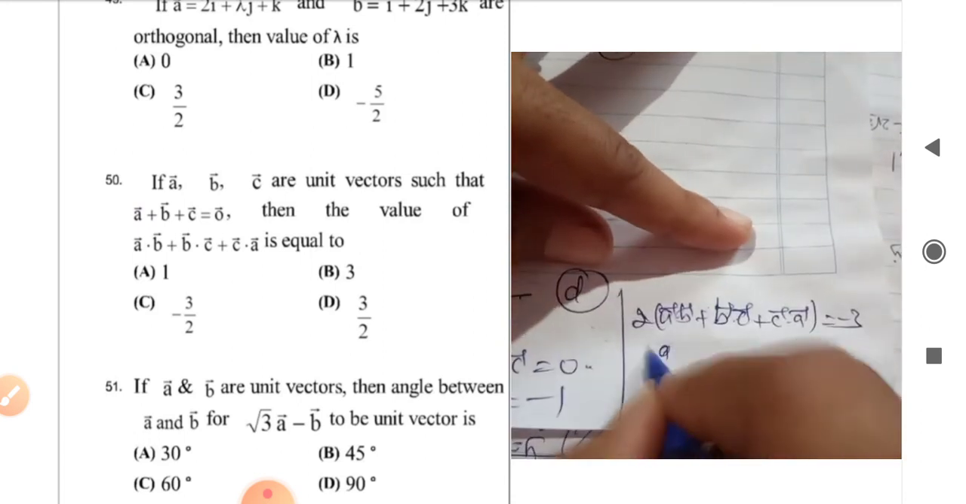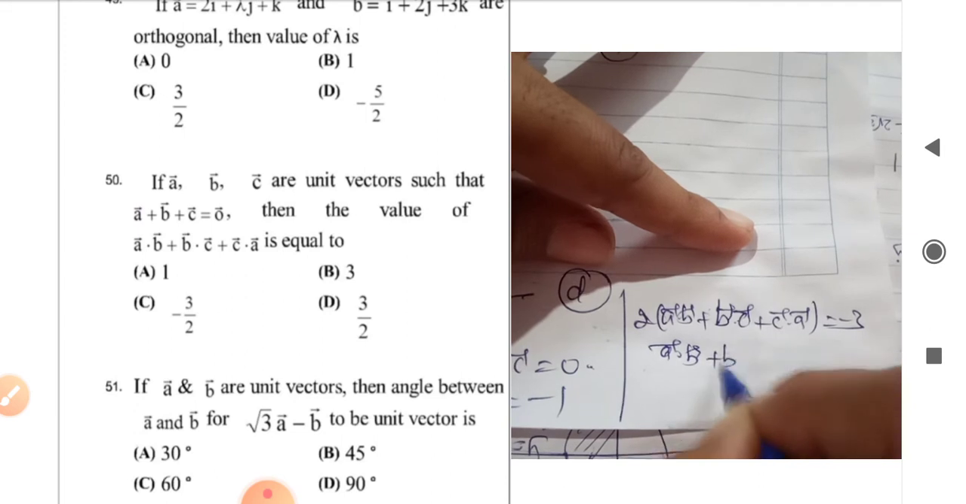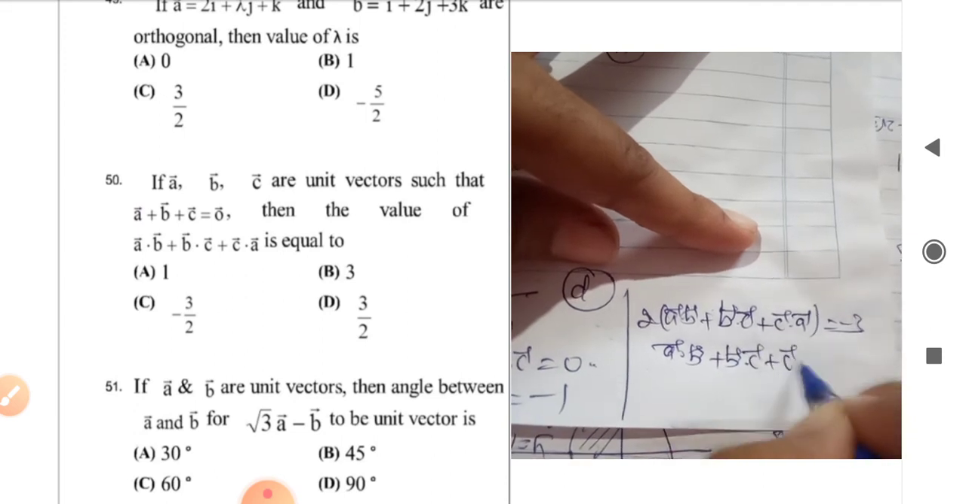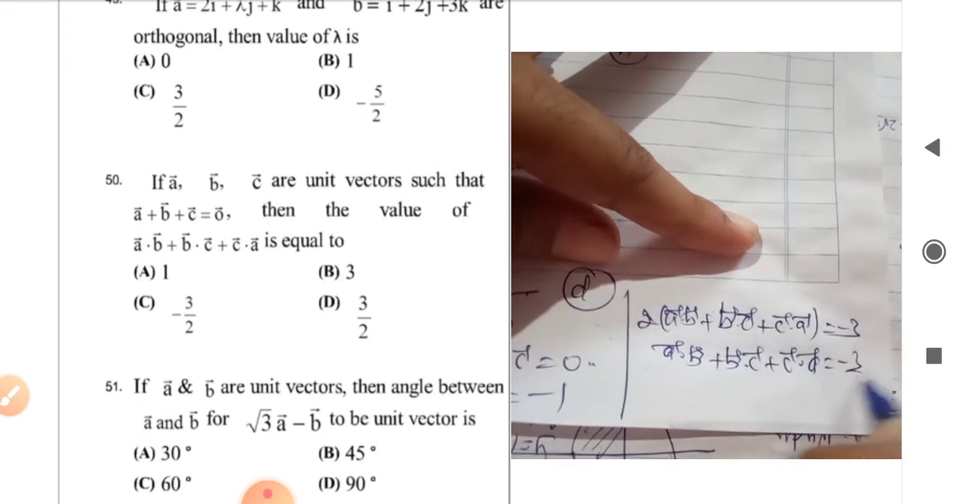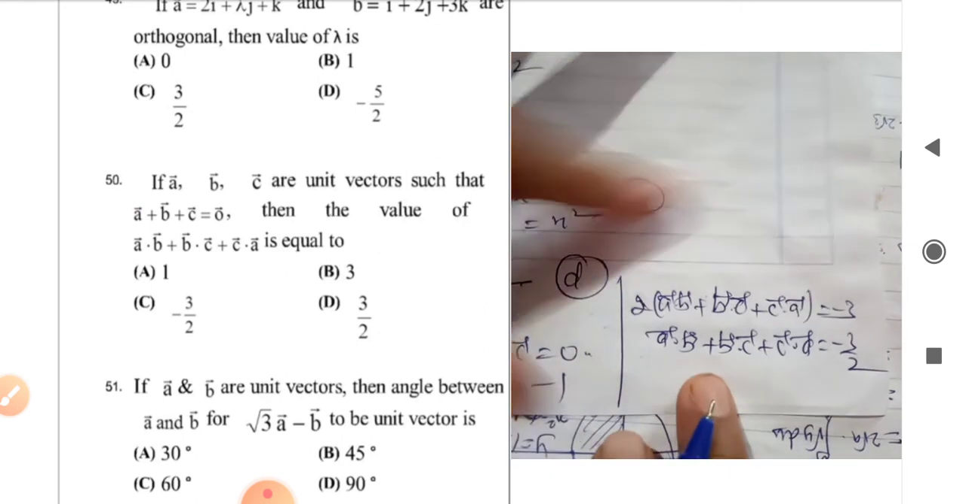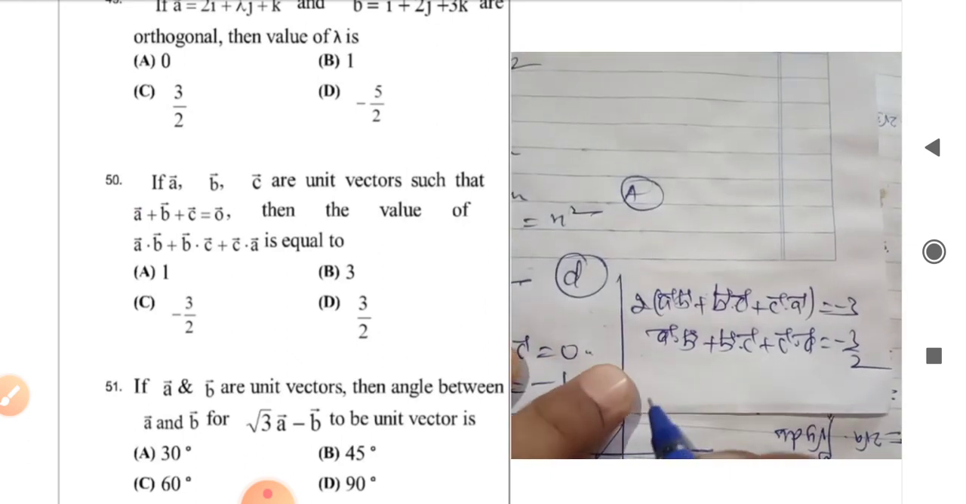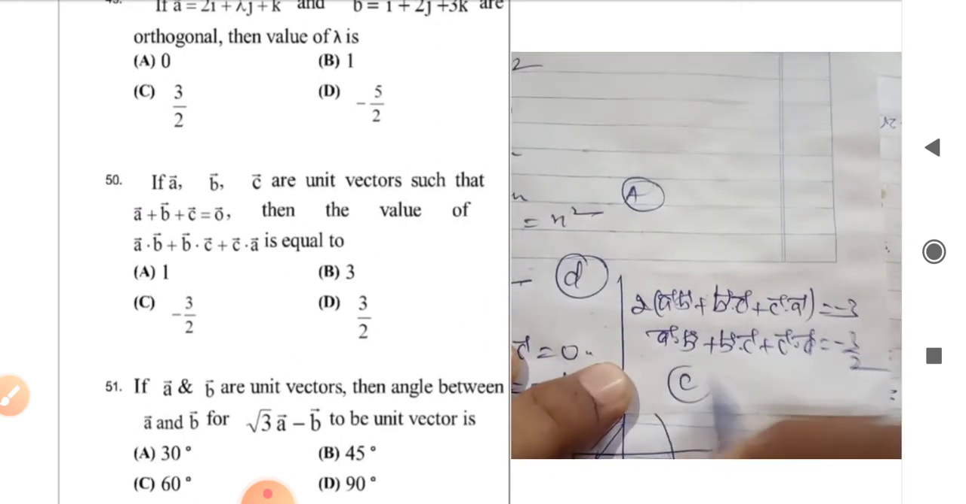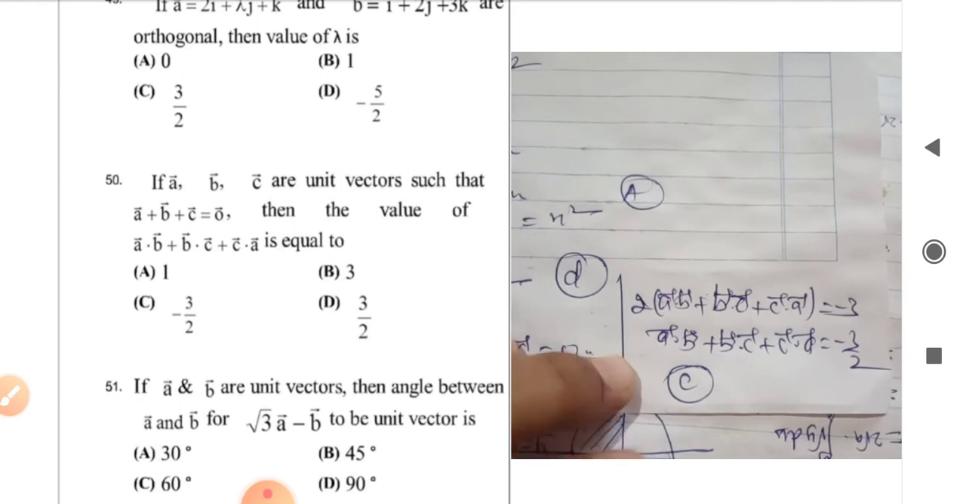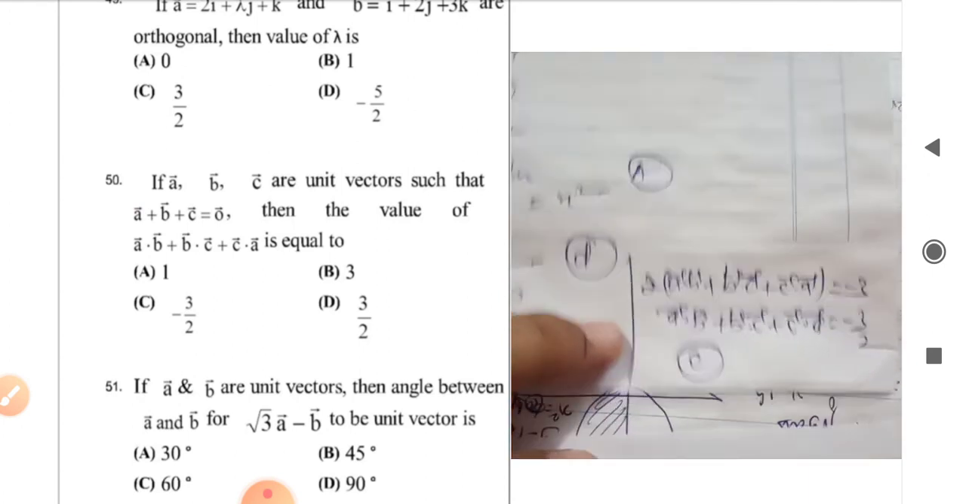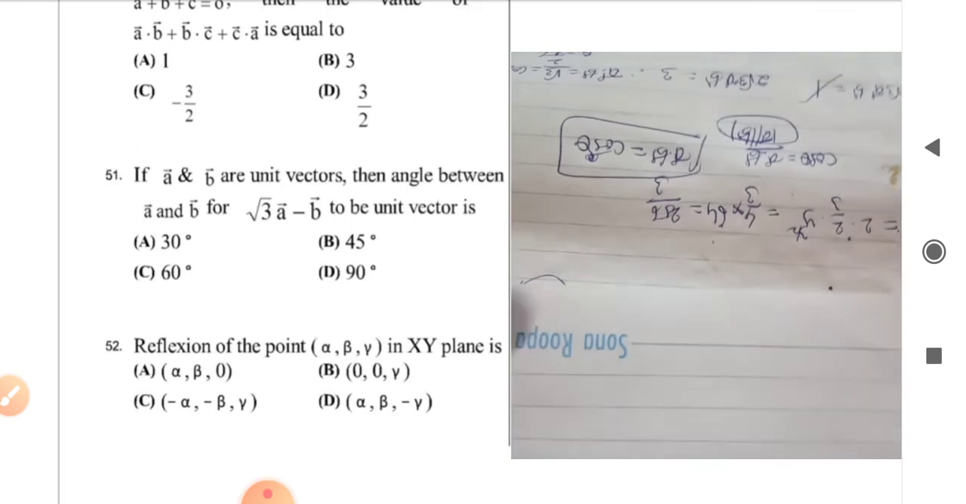So therefore you get a dot b plus b dot c plus c dot a equal to minus 3 by 2. So this is the final answer for this one. So for this question the answer is C. Remember, it's a very simple question, you can solve it very easily, correct. Next we go for 51.